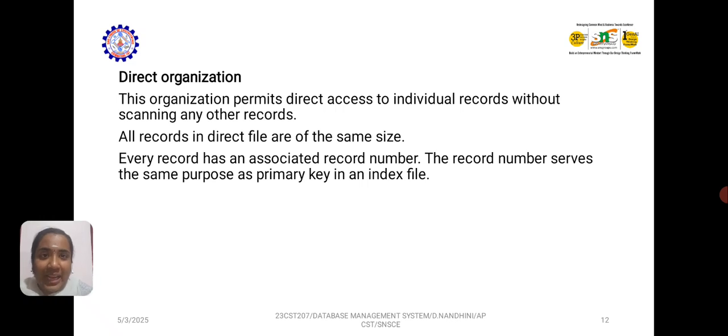Next one is direct organization. This organization permits direct access to individual records without scanning any other records. All the records in direct files are the same size. Every record has an associated record number. So for one book, 001, 002, like that, we have an associated record number. The record number serves the same purpose as a primary key in an indexed file.